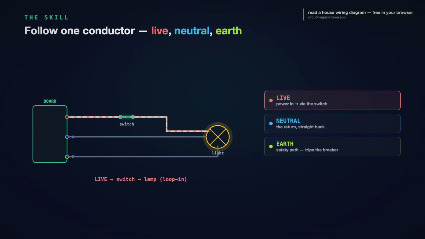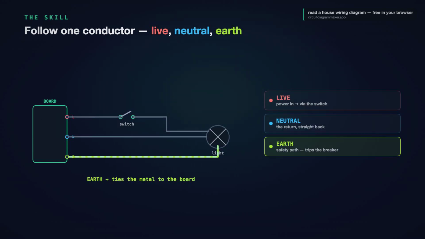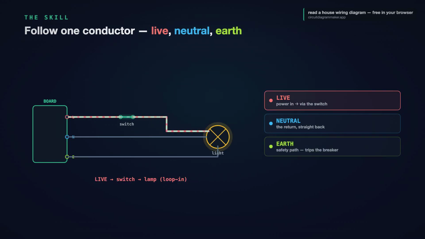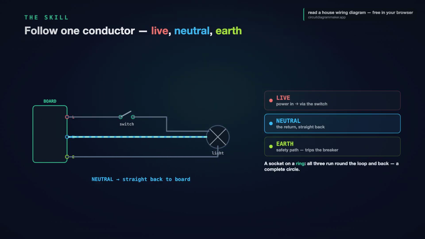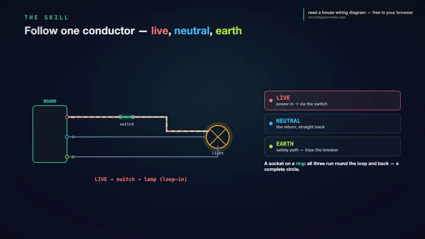Take a socket on a ring. Live, neutral, and earth all leave the board, run round the loop through every socket, and return to the board. A complete circle, so current has two ways to reach each point. Put your finger on the breaker, follow live out to the point, and walk neutral back to the board. If you can do that without lifting your finger, you have read the circuit.